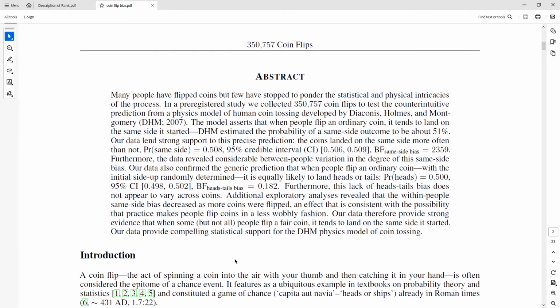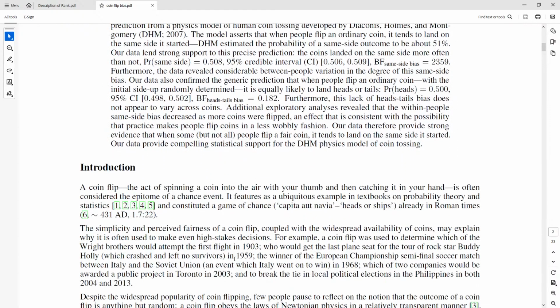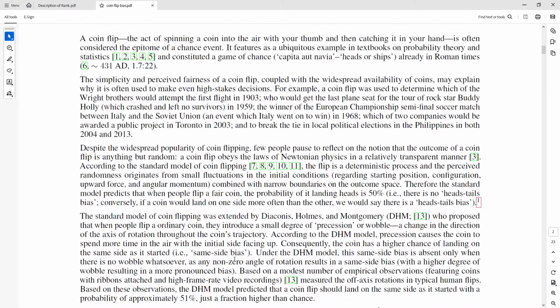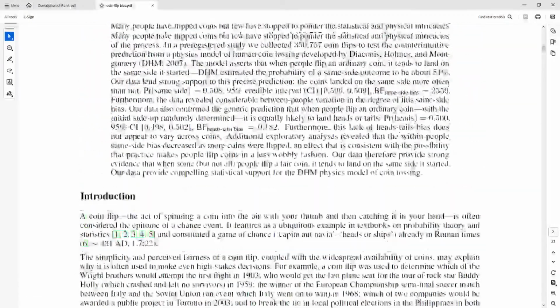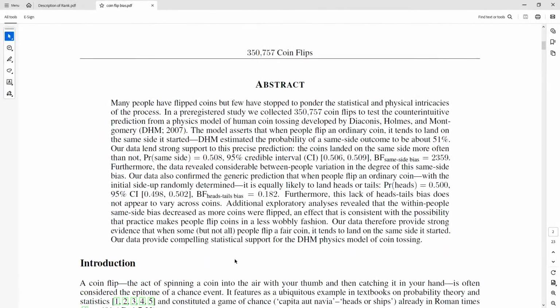So there's about, let's see, where's the confidence interval? That was kind of cool. Anyway, it's a very slight advantage for the coin flip head, if heads is up at the beginning. Here's the confidence interval, between a 0.506 and a 0.509 probability of being the same side that it started on. So I just thought that was funny.